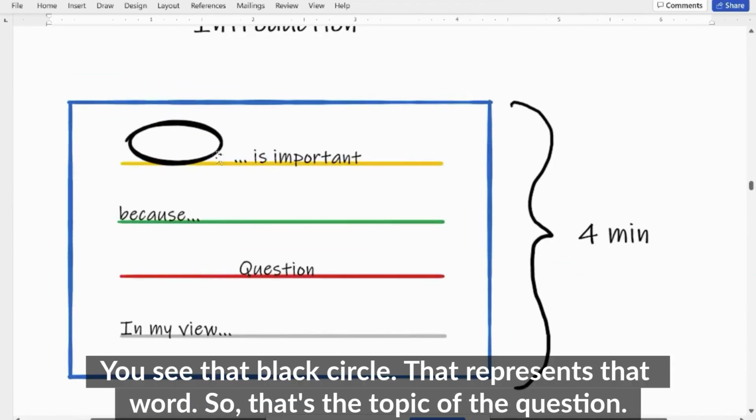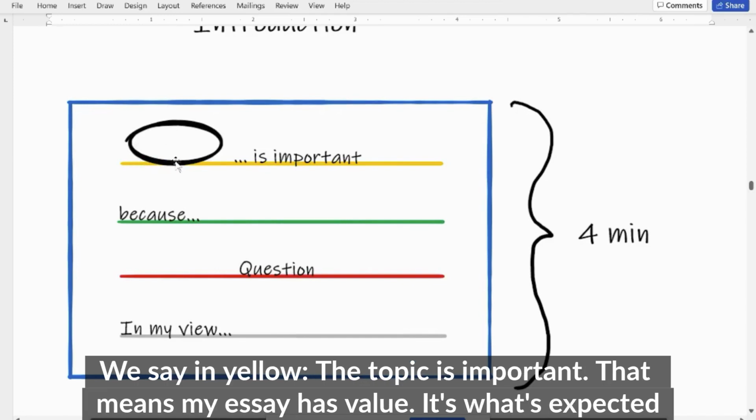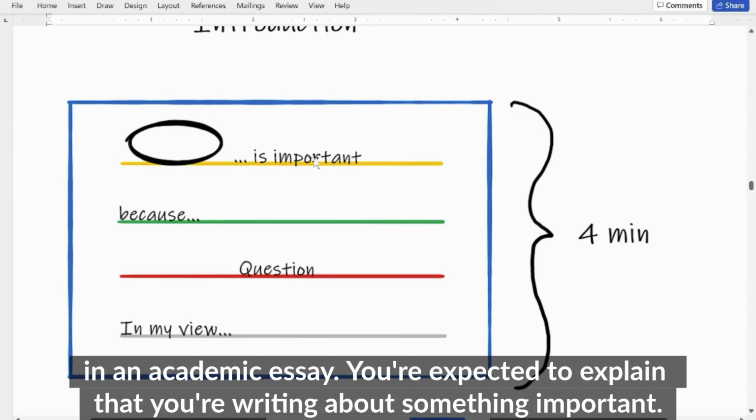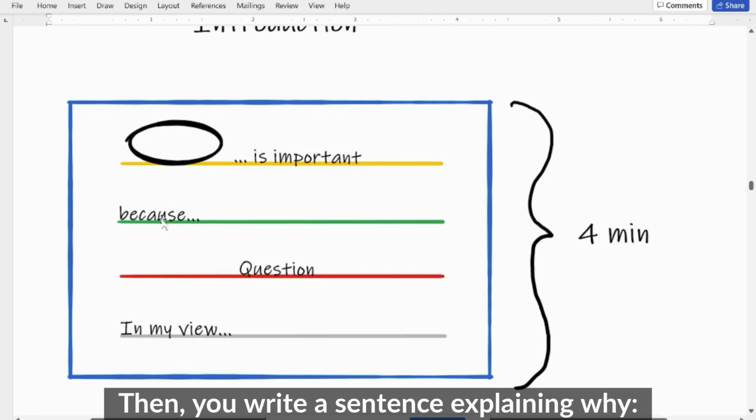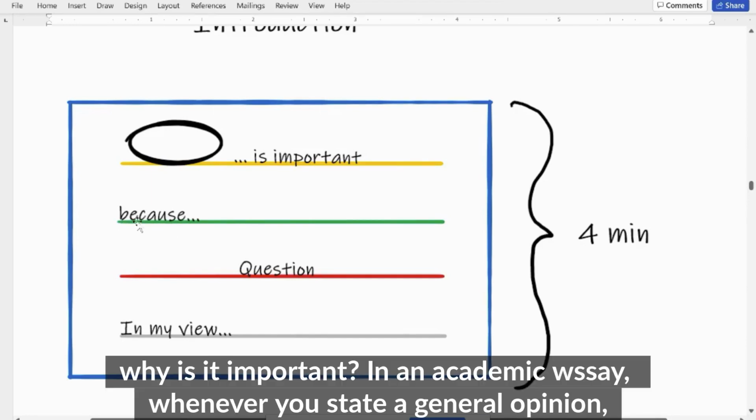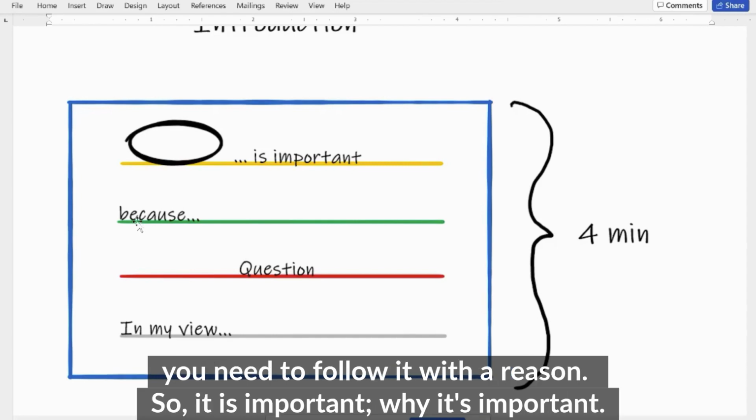You see that black circle. That represents that word. So that's the topic of the question. We say in yellow, the topic is important. That means my essay has value. It's what's expected in an academic essay. You're expected to explain that you're writing about something important. Then you write a sentence explaining why. Why is it important? In an academic essay, whenever you state a general opinion, you need to follow it with a reason. So it is important, and why it's important.